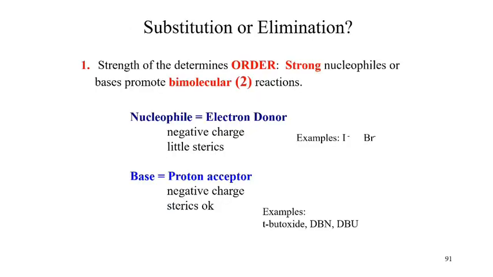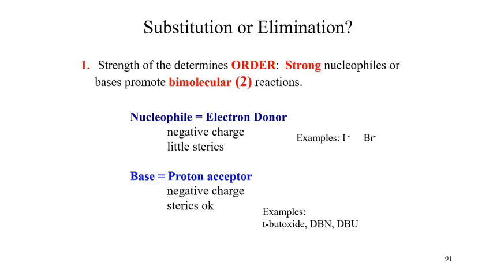These last few slides are a little bit oddly organized, but what these are trying to get at is, again, thinking about whether we should be doing substitution or elimination. So look at the strength of your nucleophile or base, because that determines the order. Your strong nucleophiles and bases promote the bimolecular type reactions. The weak ones promote the unimolecular type. Because nucleophiles and bases can be confusing, it's helpful to outline their differences. Your nucleophiles are sharing electrons with something other than hydrogen, and your bases are sharing electrons with hydrogen.